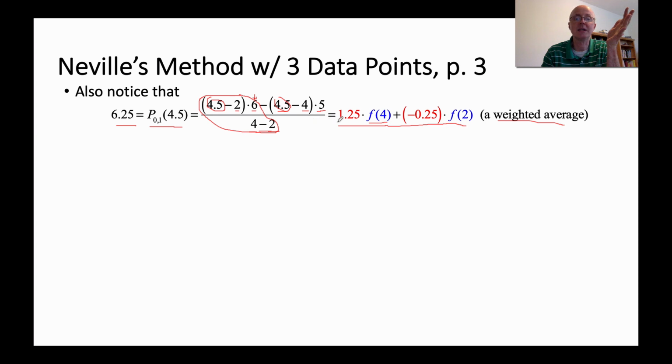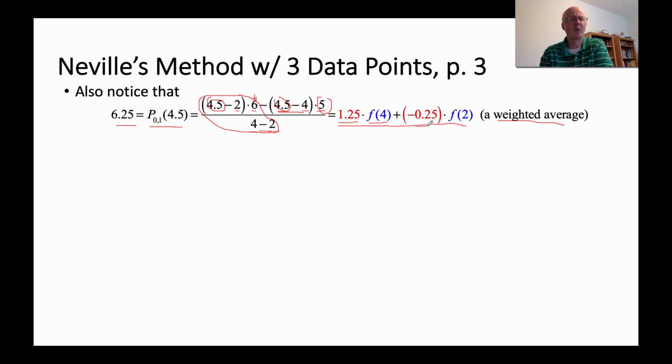2.5 divided by 2 is 1.25. That is the weight in front of f of 4. And then with the f of 2 being 5, it has a weight of negative 0.25. Why negative 0.25? Well, take this thing, 4.5 minus 4 to get 0.5. Include the minus sign. Negative 0.5 divided by 2 is negative 0.25.